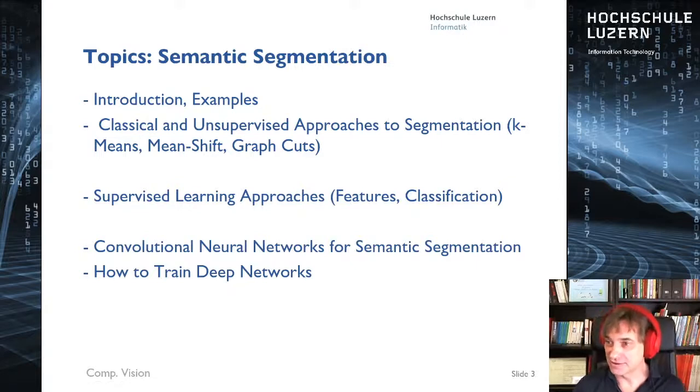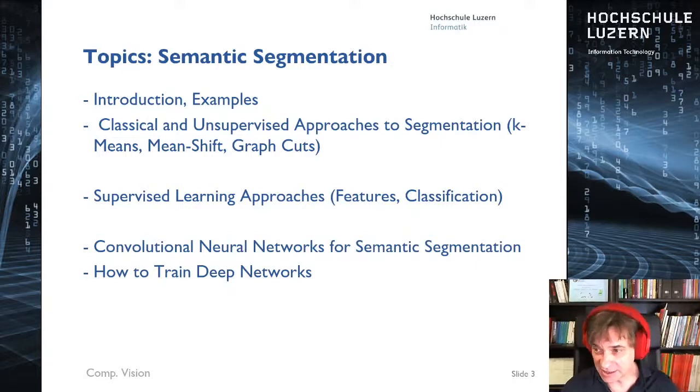Okay, but the topic today will be semantic segmentation. We will do this over the next 2 or 3 courses. Today: the introduction and some classical and unsupervised approaches to segmentation. Then next time we will look at some supervised learning approaches to semantic segmentation that involve features and different classification techniques. And lastly, we will see how to use convolutional neural networks for semantic segmentation, and we also look a bit closer at what we need to train those deep networks.